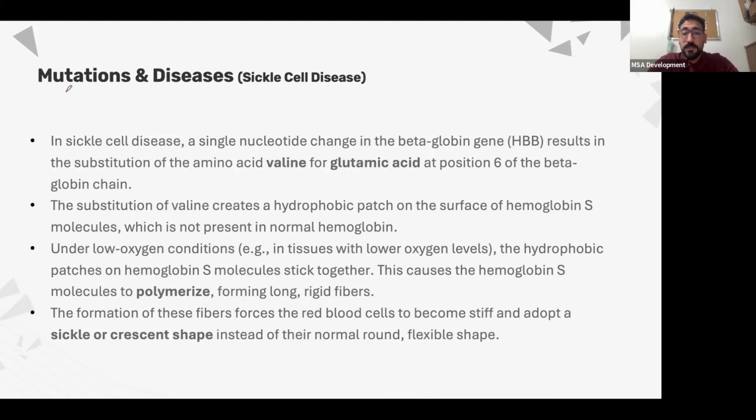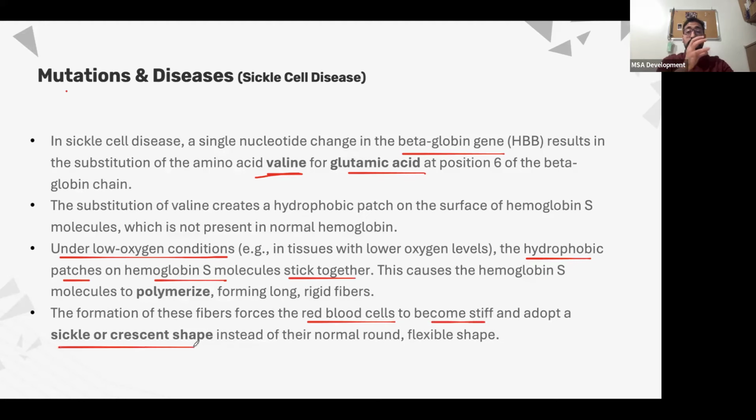Okay, now we have another disease called sickle cell disease. In sickle cell disease, it's a disease of the RBCs. We know that we have alpha globin and beta globin subunits. Now, in the beta globin gene, the beta subunits, there will be a mutation. And this mutation will lead to a substitution of glutamic acid by valine. And valine now will be exposed to the environment, but it's insoluble, right? And will have hydrophobic interactions. So under low oxygen conditions, tamam, in hypoxia, for example, these hydrophobic patches on hemoglobin S, tamam, when we have the valine being produced in beta globin, the subunit now is called hemoglobin S. So there will be interactions between hemoglobin A and hemoglobin S. Okay. Now, hemoglobin S molecules will stick together, polymerize, and precipitate in the solution, tamam? And so the formation of these fibers forces the red blood cell to become stiff and adopt a sickle shape.